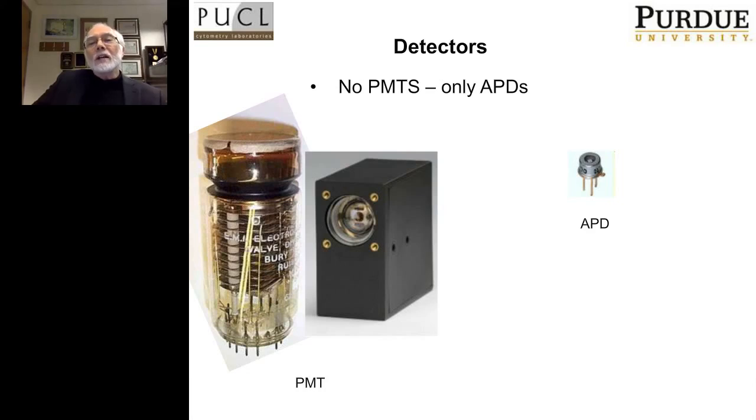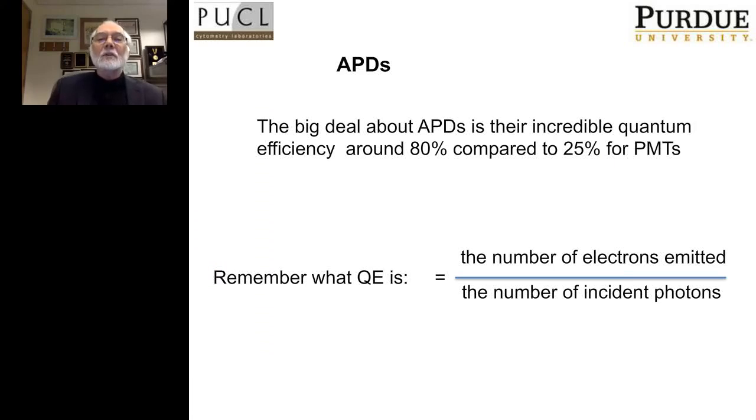If you look on the right-hand side, you'll see this tiny little device there. It looks a bit like a tin can, and that's an Avalanche photodiode. And so what happens in the CytoFLEX is that we don't have any photomultiplier tubes. We only have Avalanche photodiodes. So what's the big deal about Avalanche photodiodes?